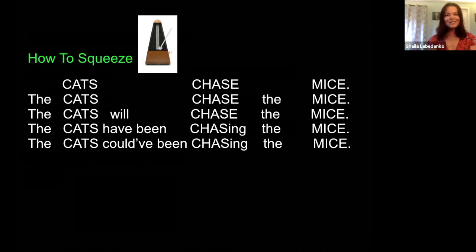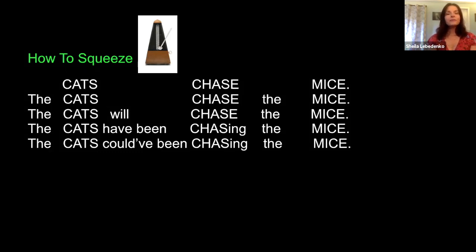You have to squeeze the stressed words. So I put that metronome there because we're going to say these three words, cats, chase, and mice, equidistant from each other. They're going to be said like we're talking to a metronome. And then we're going to squeeze those other words in between. So I'm going to try it first, and then we'll have a volunteer do it. Cats chase mice. The cats chase the mice. The cats will chase the mice. The cats have been chasing the mice. The cats could have been chasing the mice.